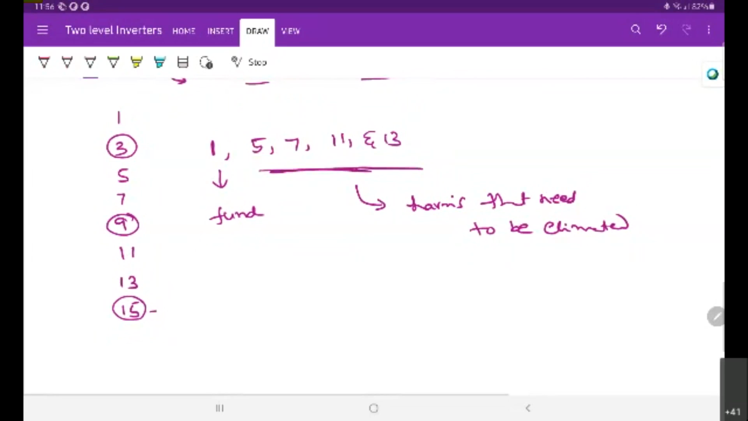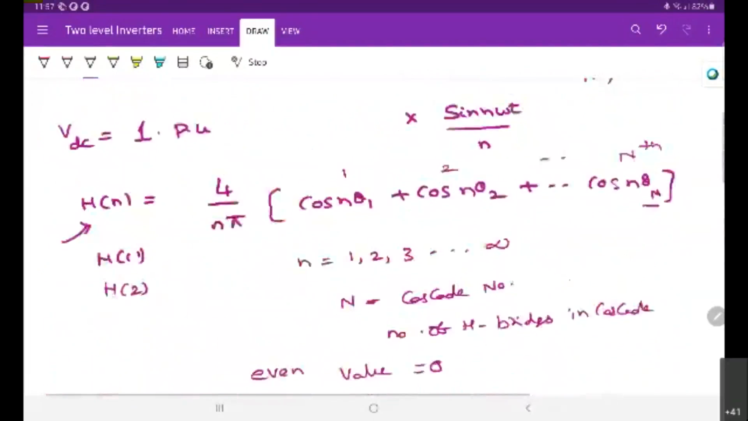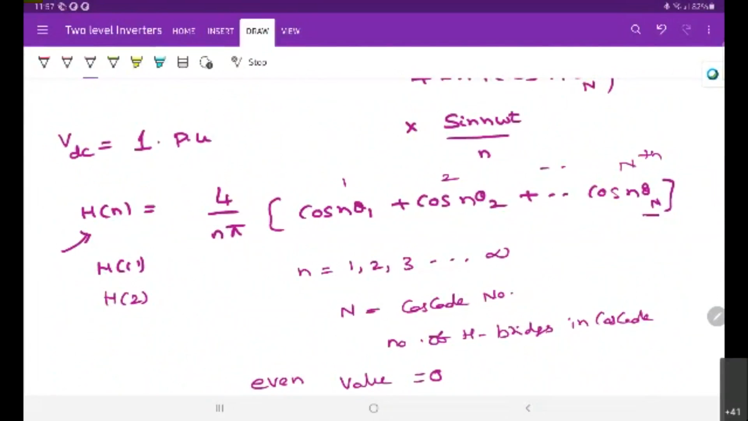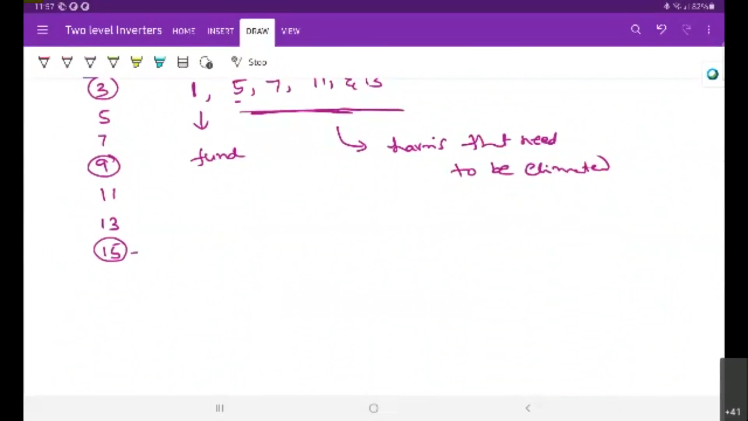Okay, so we can write the equations. For example, this is the 5th order harmonic, right? So what is the coefficient for the 5th order harmonic in this? H5 is the coefficient for n equal to 5, the 5th order harmonic. So 4 by 5 pi into cos n theta 1, cos n theta 2, up to plus cos n theta n. If you substitute that, this is the coefficient corresponding to harmonic 5, H5, and you will get cos 5 theta 1, and so on.